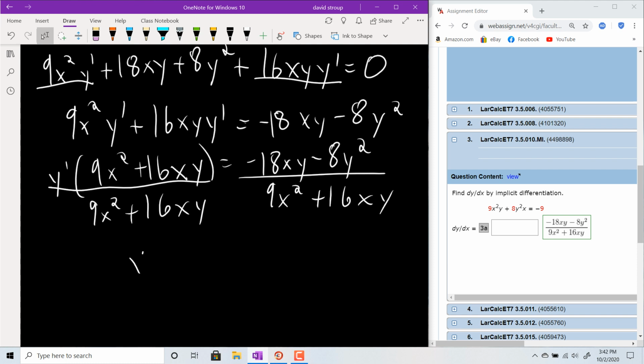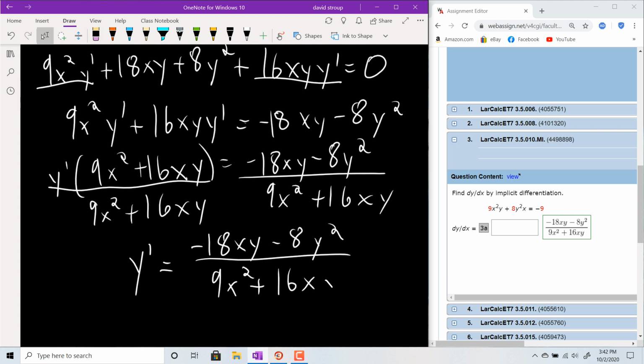And you should have your answer. So y prime is negative 18xy minus 8y squared, all over 9x squared plus 16xy.